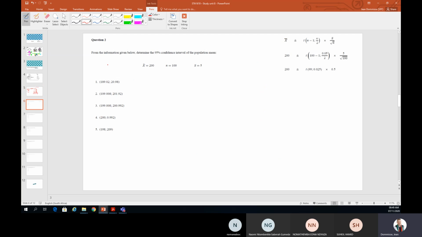Here what they did was, they said, from the information below, determine the 95% confidence interval. Okay, they give you the x̄, they give you the n, they give you the standard deviation. But remember, population standard deviation is that. So what they've given us here is the sample standard deviation. So when we have sample standard deviation, we automatically go to t.